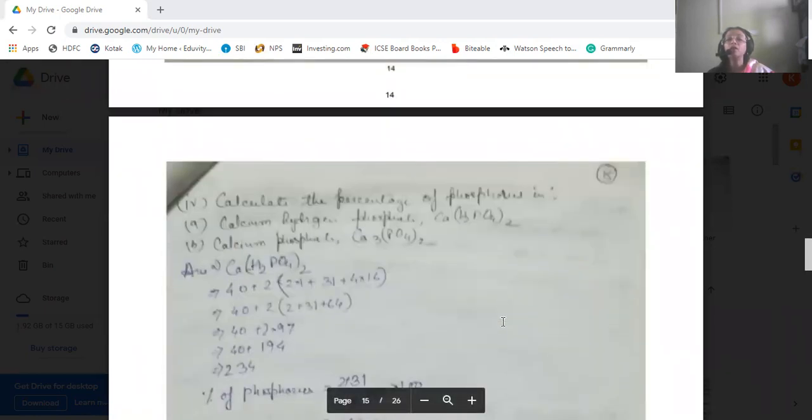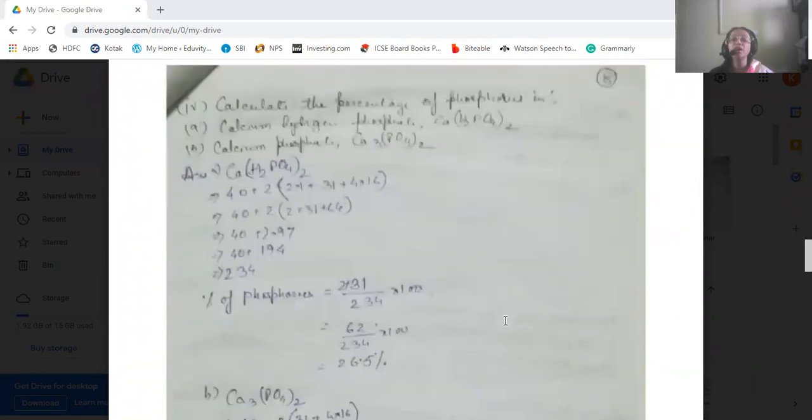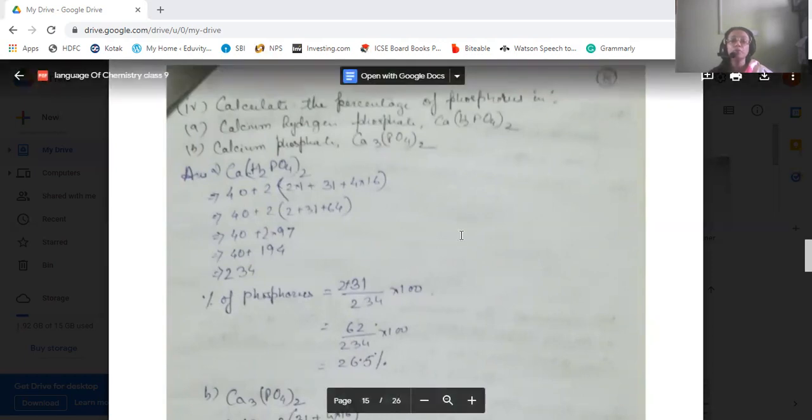Okay. Now calculate the percentage of phosphorus that is present in calcium hydrogen phosphate, that is Ca(H2PO4) whole twice, and calcium phosphate, that is Ca3(PO4) whole twice. So first one, Ca(H2PO4) whole twice. So we find out the weight of this total calcium hydrogen phosphate, that is 234, and percentage of phosphorus, how much is present?